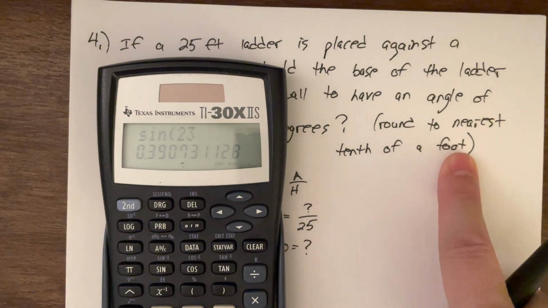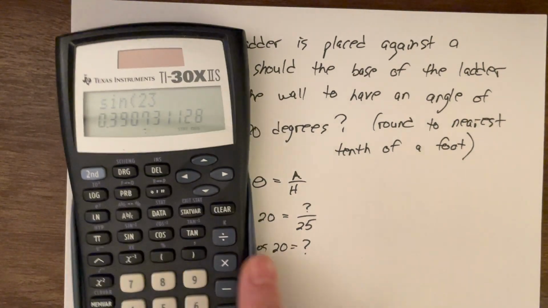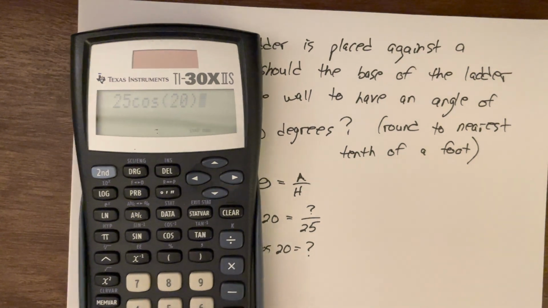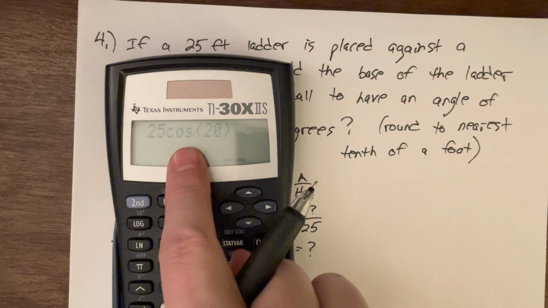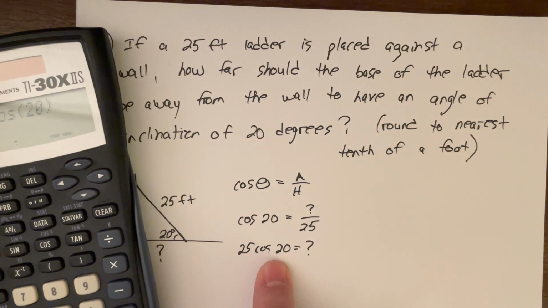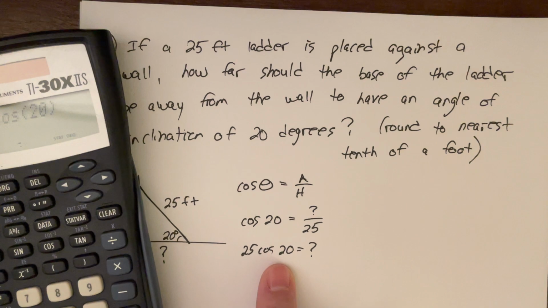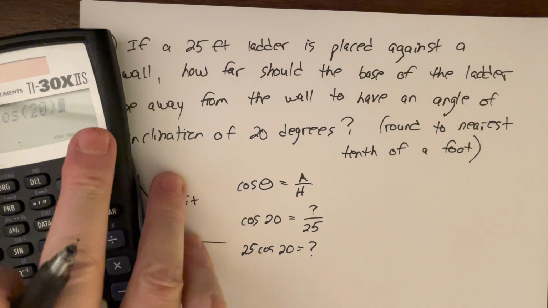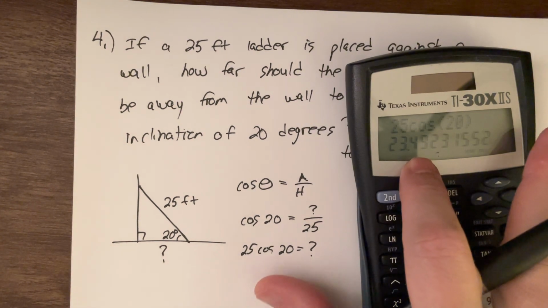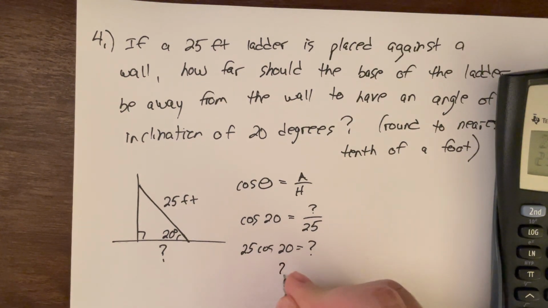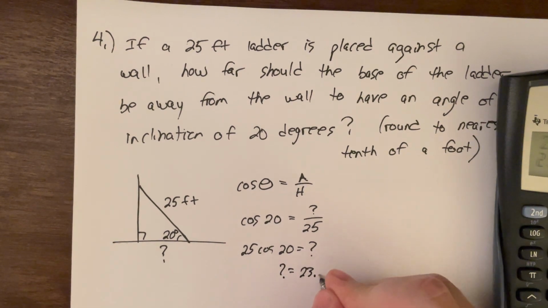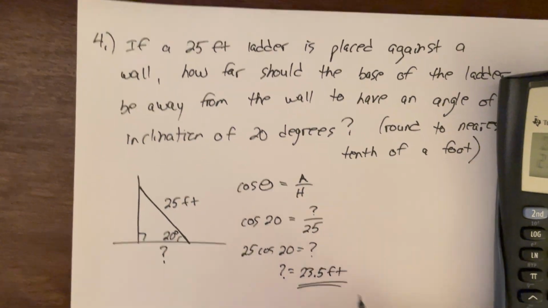So now again, rounding to the nearest tenth of a foot, we are doing 25 times cosine of 20. Notice everybody, if you just put a number next to a trig function, your calculator knows. Just like right here, you don't need a times sign. You can, but it's not necessary. The calculator knows that's multiplication. So to the nearest tenth, we will get 23.49, which becomes 23.5 feet.